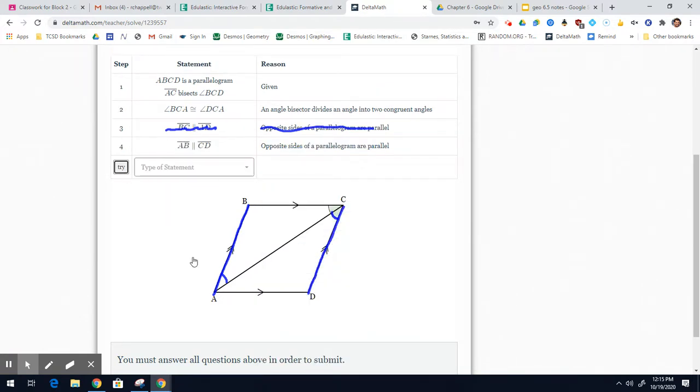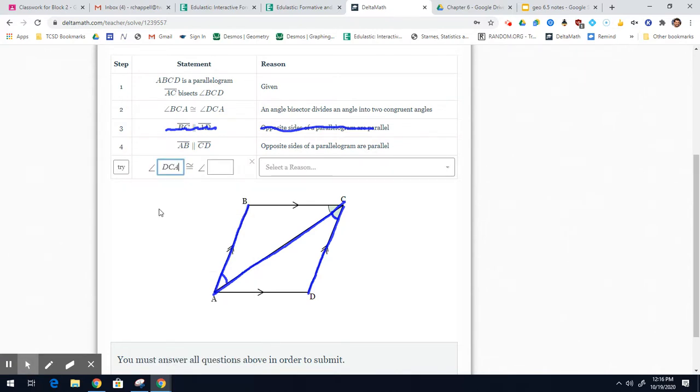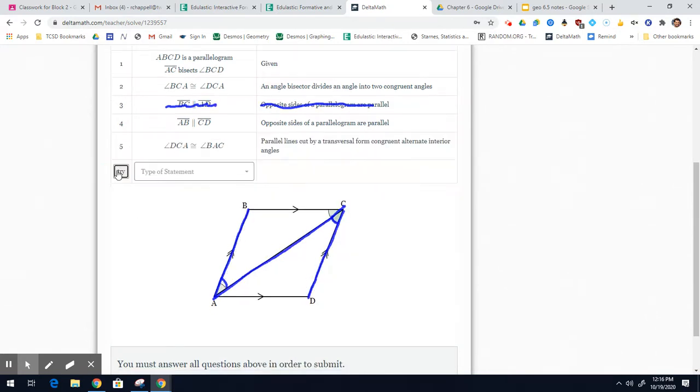Sorry about that mix up. Now I'm going to use AC as my transversal, and now I'll be able to say that angle DCA is congruent to angle BAC. That's because this upside down N is just like a Z: lines parallel, alternate interior angles congruent. Nice. Now I have all three angles congruent. I need to combine these two steps right here. These two both involve DCA.